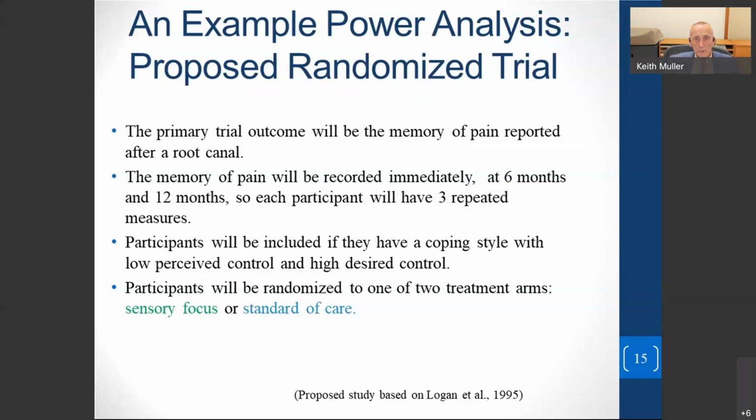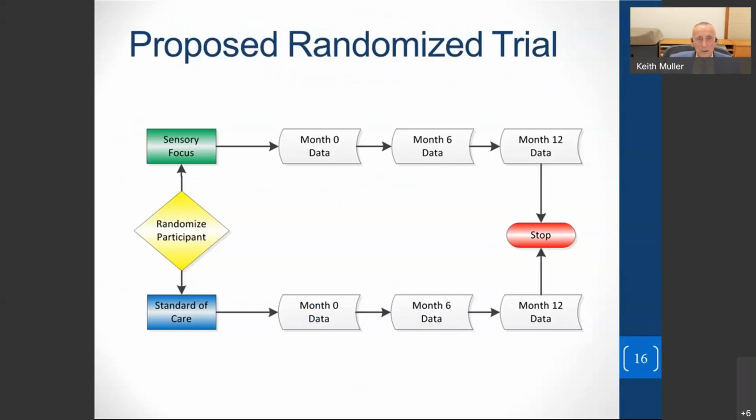The memory of pain is going to be recorded at 0 months, 6 months, and 12 months, so we have 3 repeated measures. They will be included in the study if they have a coping style with 2 features. The first feature is they feel they don't have control. They feel they do not control the situation, but they wish they had control. That sounds familiar to me, going to the dentist. We're going to have 1 of 2 treatment arms, sensory focus or standard of care.